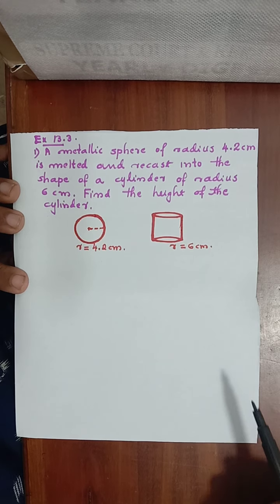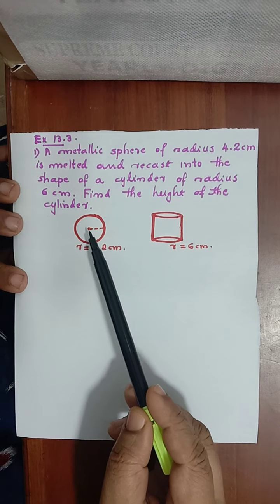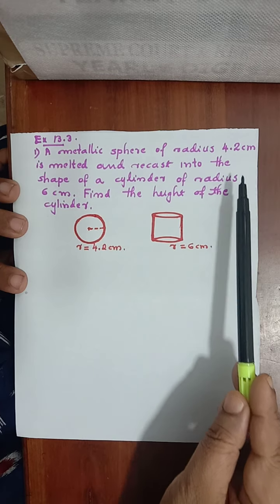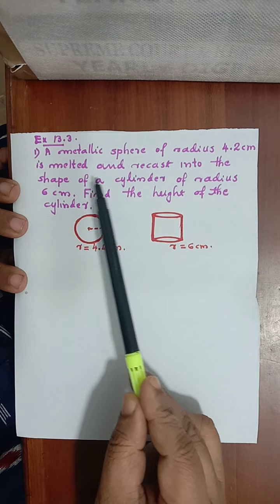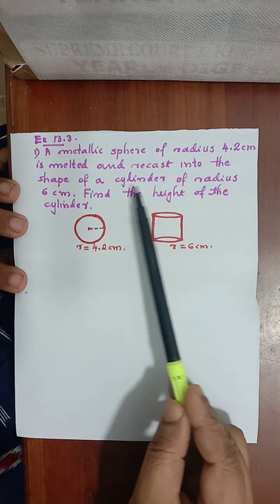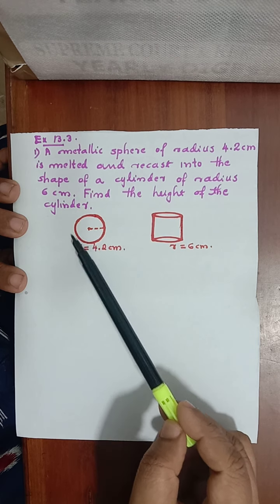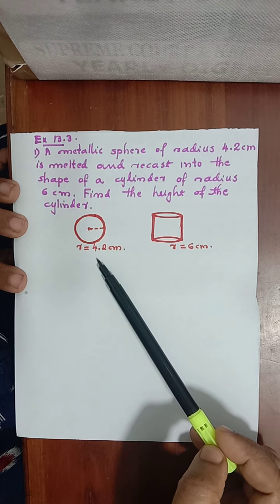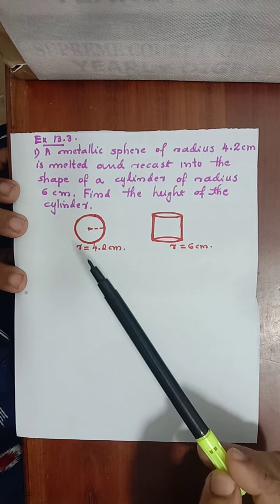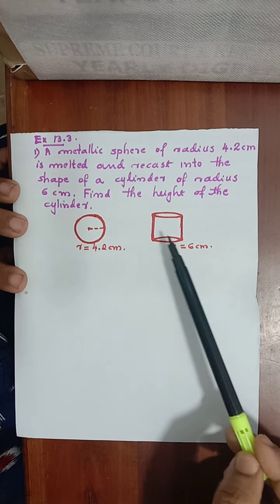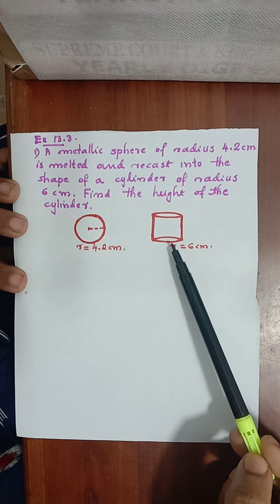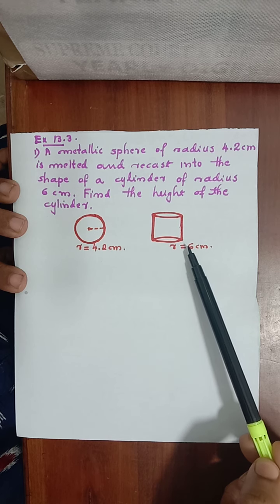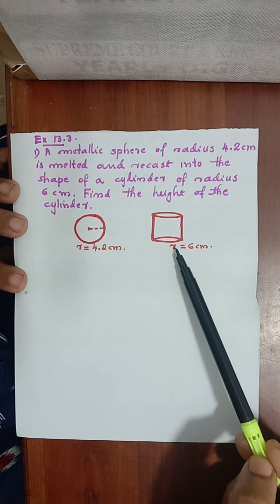Here it's a variety. We can go through this. A metallic sphere of radius 4.2 centimeter is melted and recast into the shape of a cylinder. So a sphere is given to us having radius 4.2 centimeter. We have to melt it and recast, molding it into the shape of a cylinder. Its radius is 6 centimeter. We have to find out the height of the cylinder.